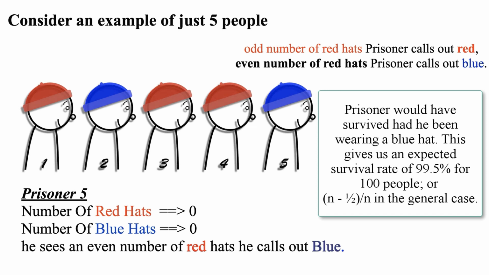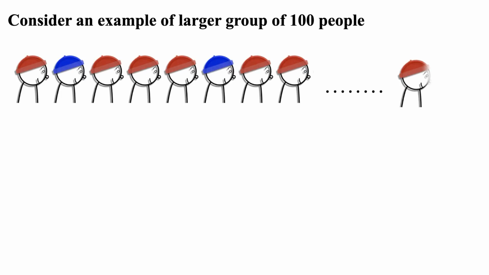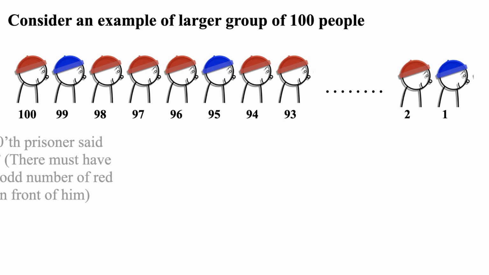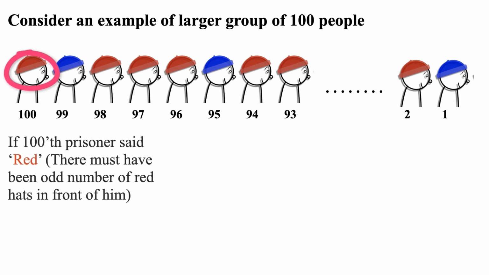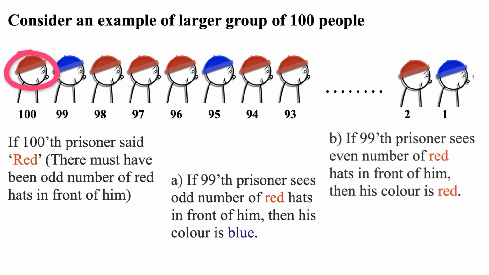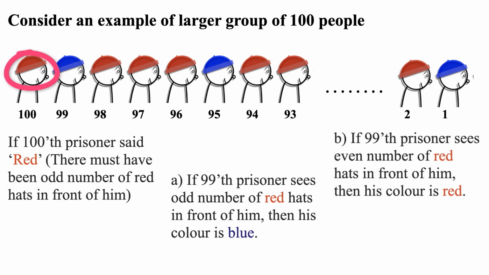We can now try a more formulated response to a larger group of 100 people. Let's analyze the responses. If the 100th prisoner said red, there must have been an odd number of red hats in front of him. If the 99th prisoner sees an odd number of red hats in front of him, then his color is blue. If the 99th prisoner sees an even number of red hats in front of him, then his color is red.